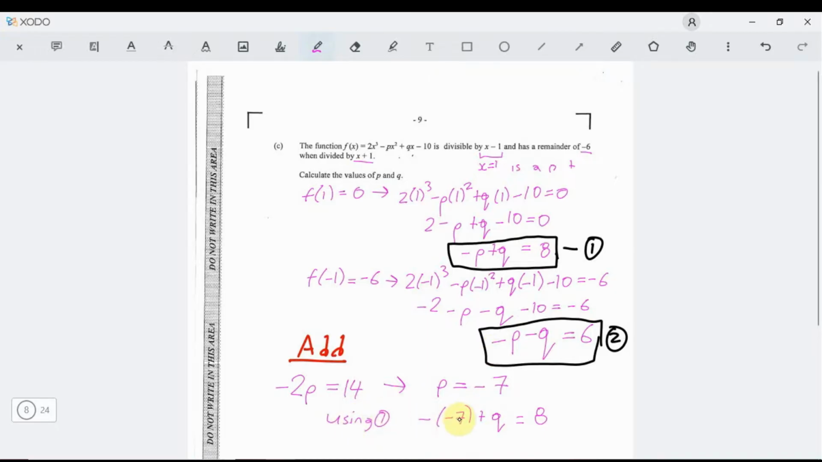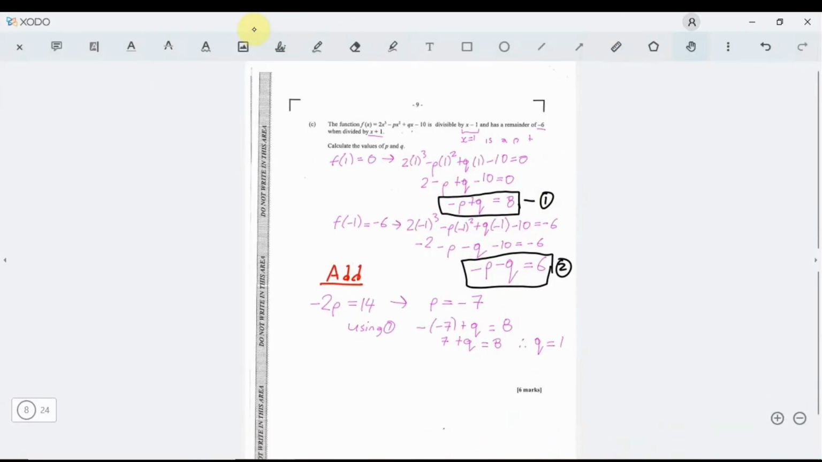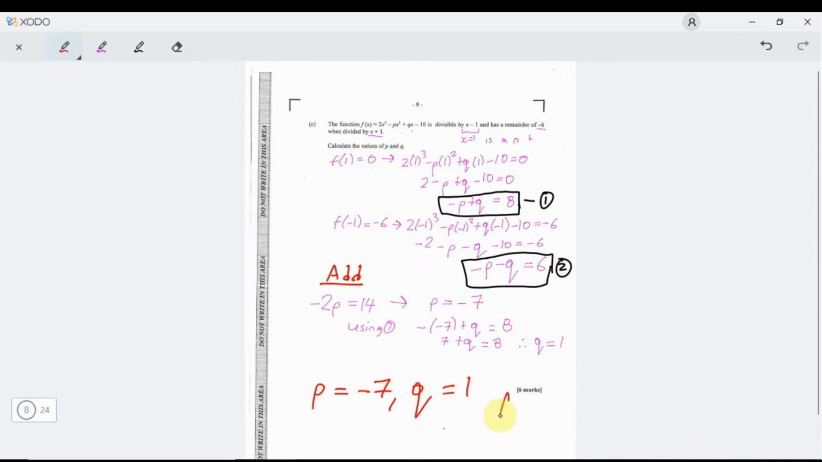A negative and a negative become positive. So 7 plus q equals 8, therefore q is just 1. How many marks for that? That's so easy, that should be 4 marks, but they gave us 6. That is amazing. So in that case, we can write down p equals -7 and q equals 1.